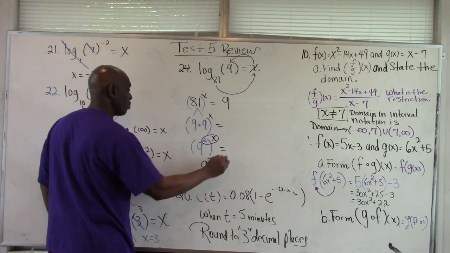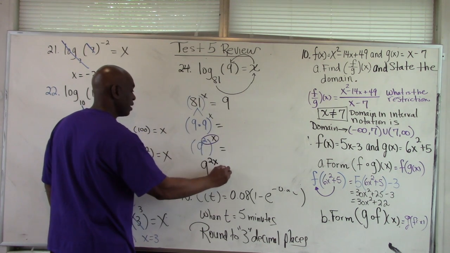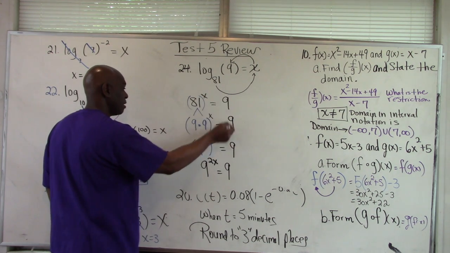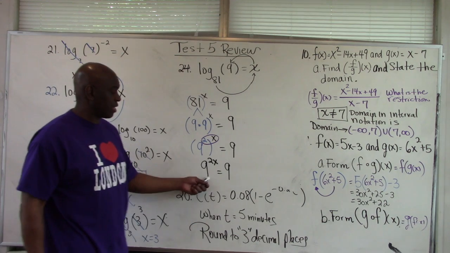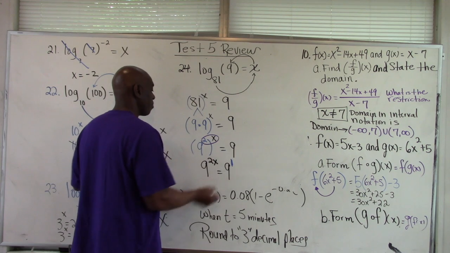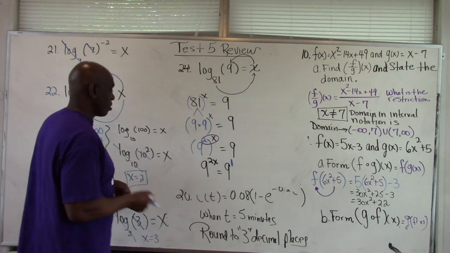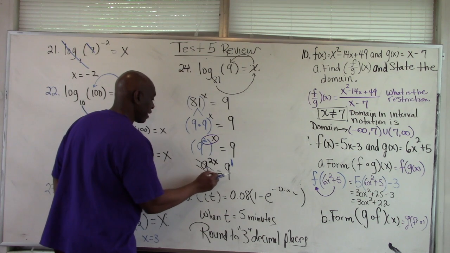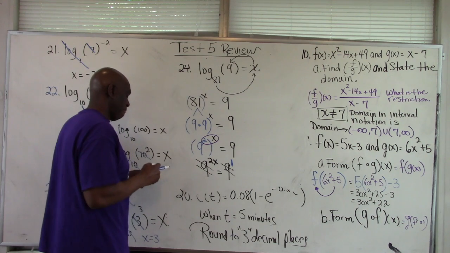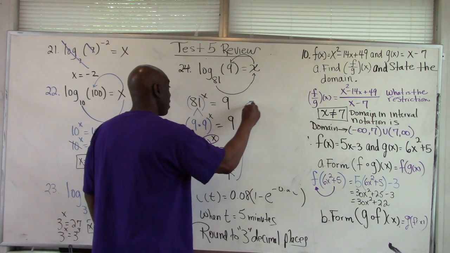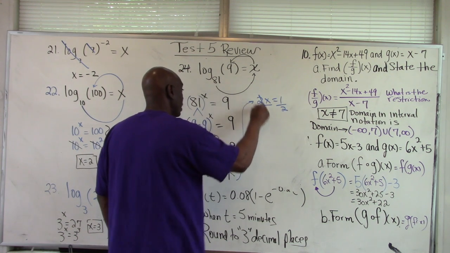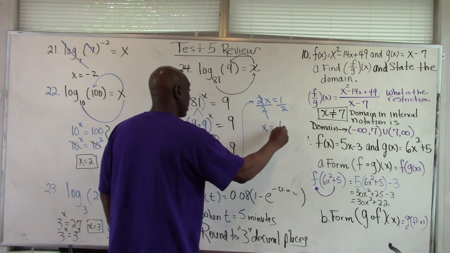Equal. Bring the 9 straight down. So now we have the same base, and bear in mind, this is a power of 1 right here. So this 9 cancels this 9, and we're going to have 2x equals 1. Divide both sides by 2. The 2's cancel out. So x has to equal 1/2.